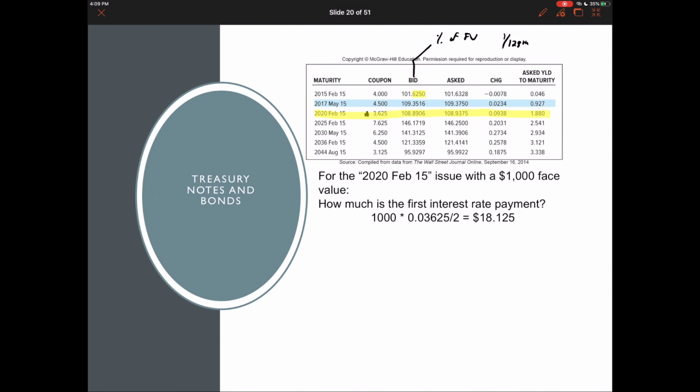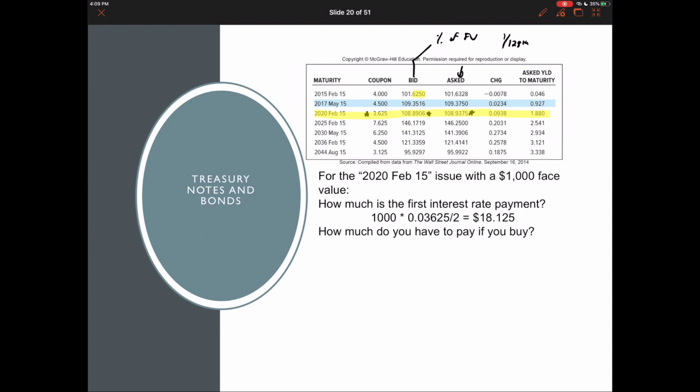How much would you have to pay if you wanted to buy this security? So if you wanted to buy it, remember the bid-ask spread. The ask is what the dealer is selling. The bid is what they're willing to buy. You can see that this price is higher than the bid price. So the ask price is what you would have to pay if you were wanting to buy this security.